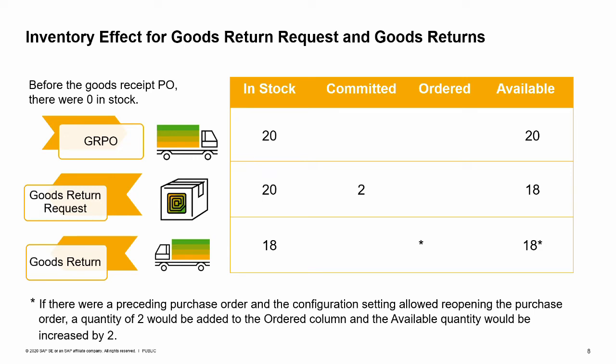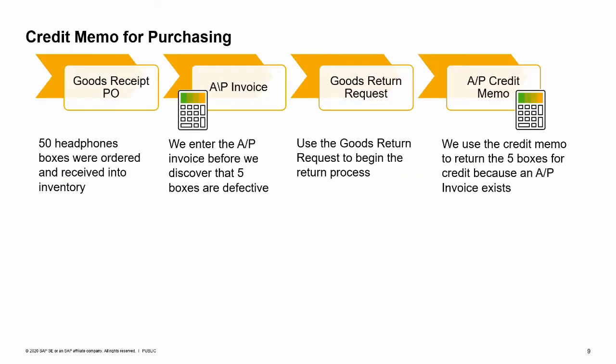If there had been a preceding purchase order and the setting was made to allow reopening the purchase order, a quantity of 2 would have been added to the ordered column and the available column would have been increased by 2. Now let us imagine another scenario. We ordered 50 headphones boxes. The vendor delivered the items and the invoice. After we entered the AP invoice into SAP Business One, but had not yet paid the vendor, we discovered that 5 boxes were defective. We used the goods return request to begin the return process.